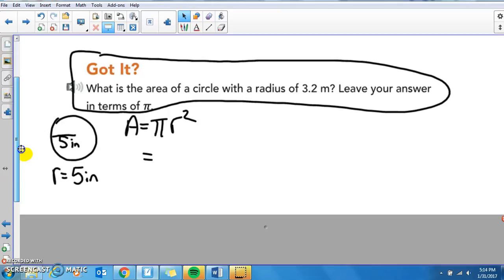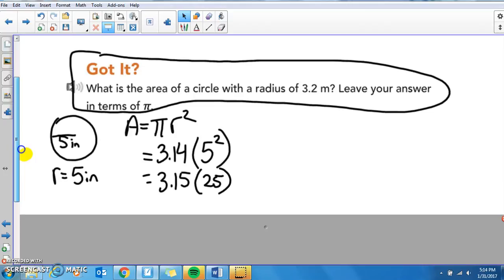We know pi equals 3.14, so I'm going to substitute 3.14. Our radius is 5, so I'm going to say 5 squared. We know 5 squared means 5 times 5, so 5 times 5 is 25. And then we're going to multiply 25 times 3.14. I apologize, that should not be 5 right there. That should be a 4 right there. So 3.14 times 25, you should get 78.5.